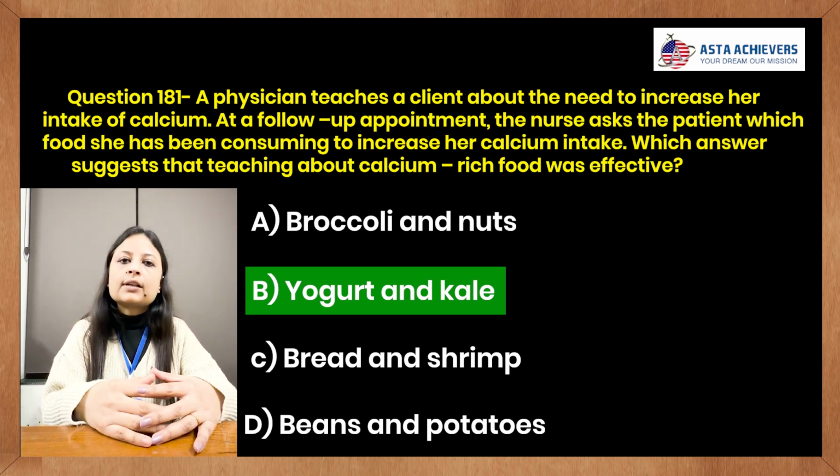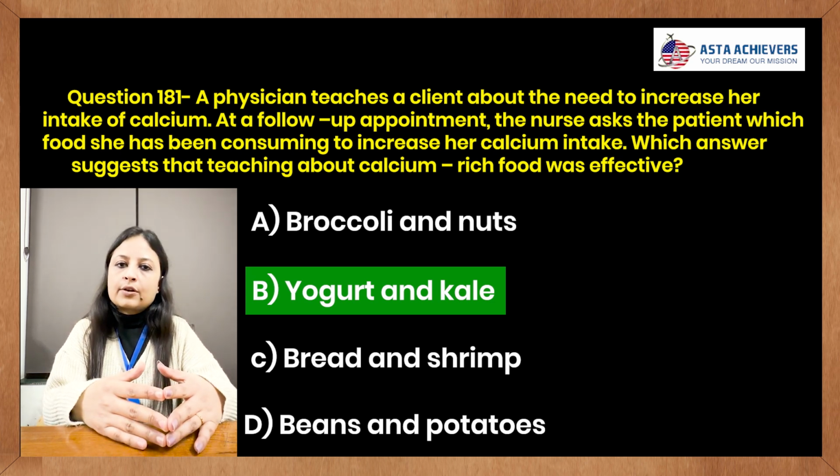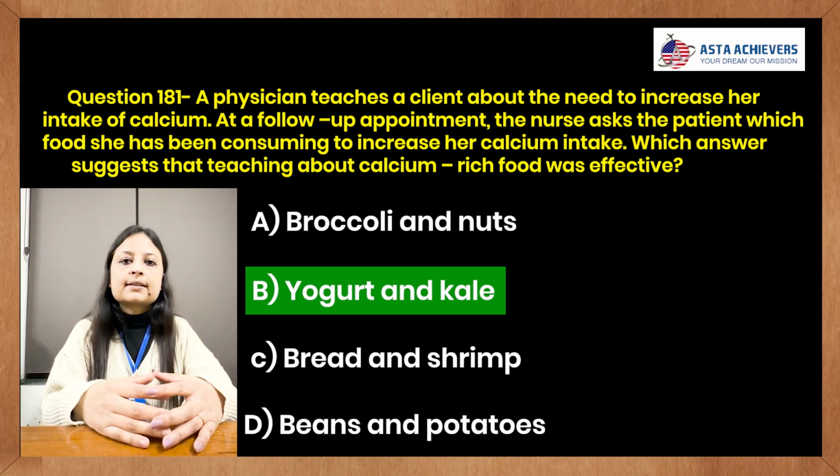Option A, broccoli and nuts. Option B, yogurt and kale. Option C, bread and shrimp. Option D, beans and potatoes. So option B, yogurt and kale, is the correct answer.